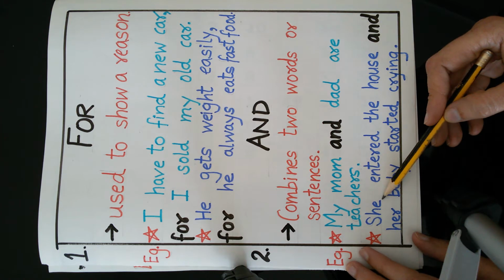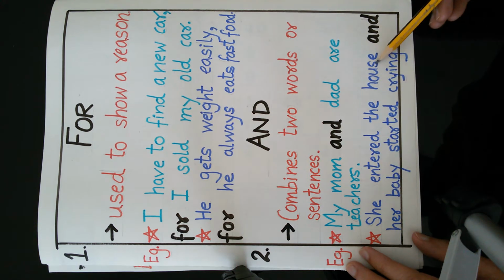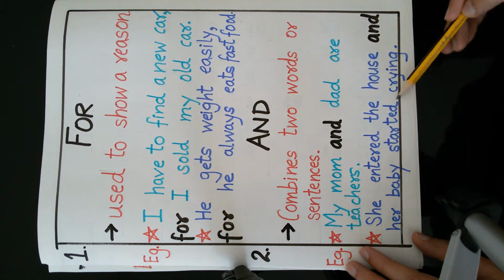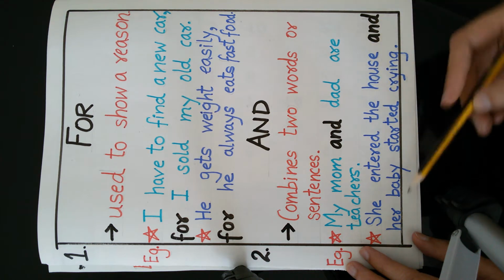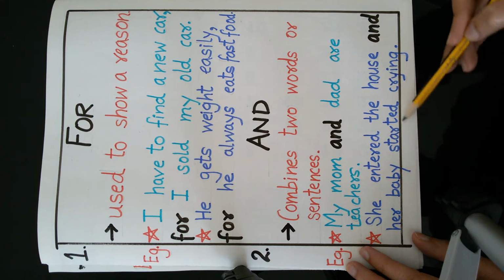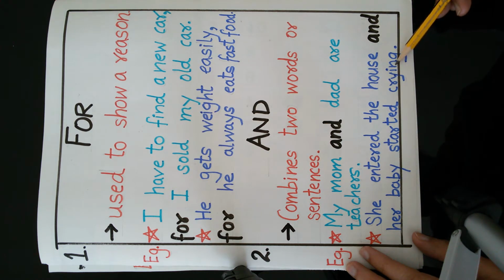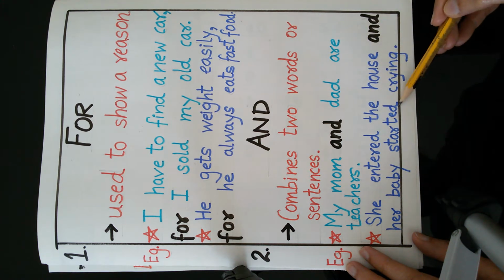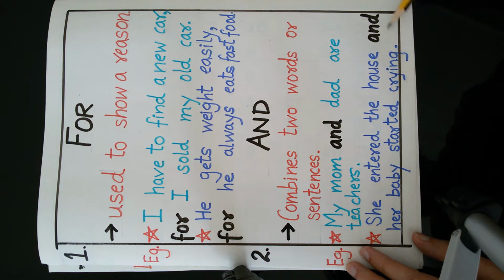Let's see the next example. She entered the house, and her baby started crying. She entered the house, first sentence. Her baby started crying, second sentence. So these two sentences are joined by the word and.